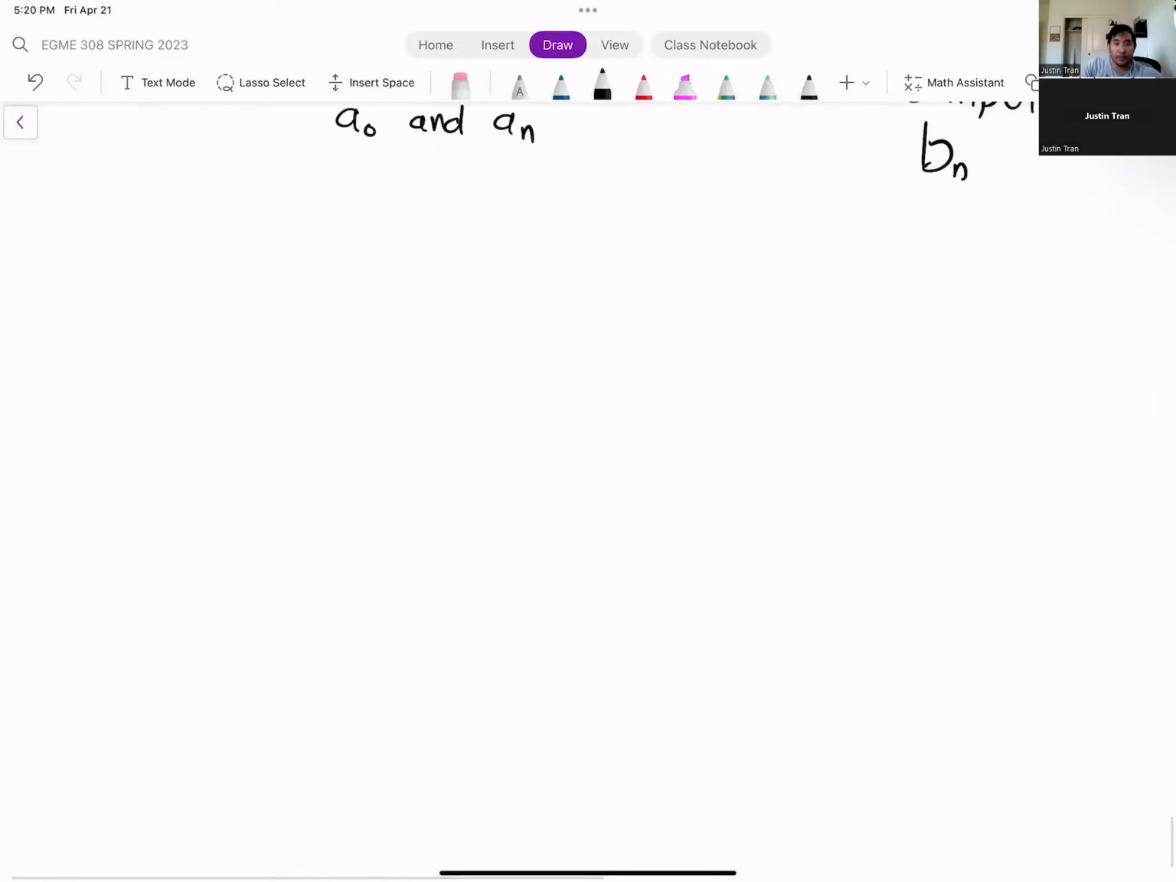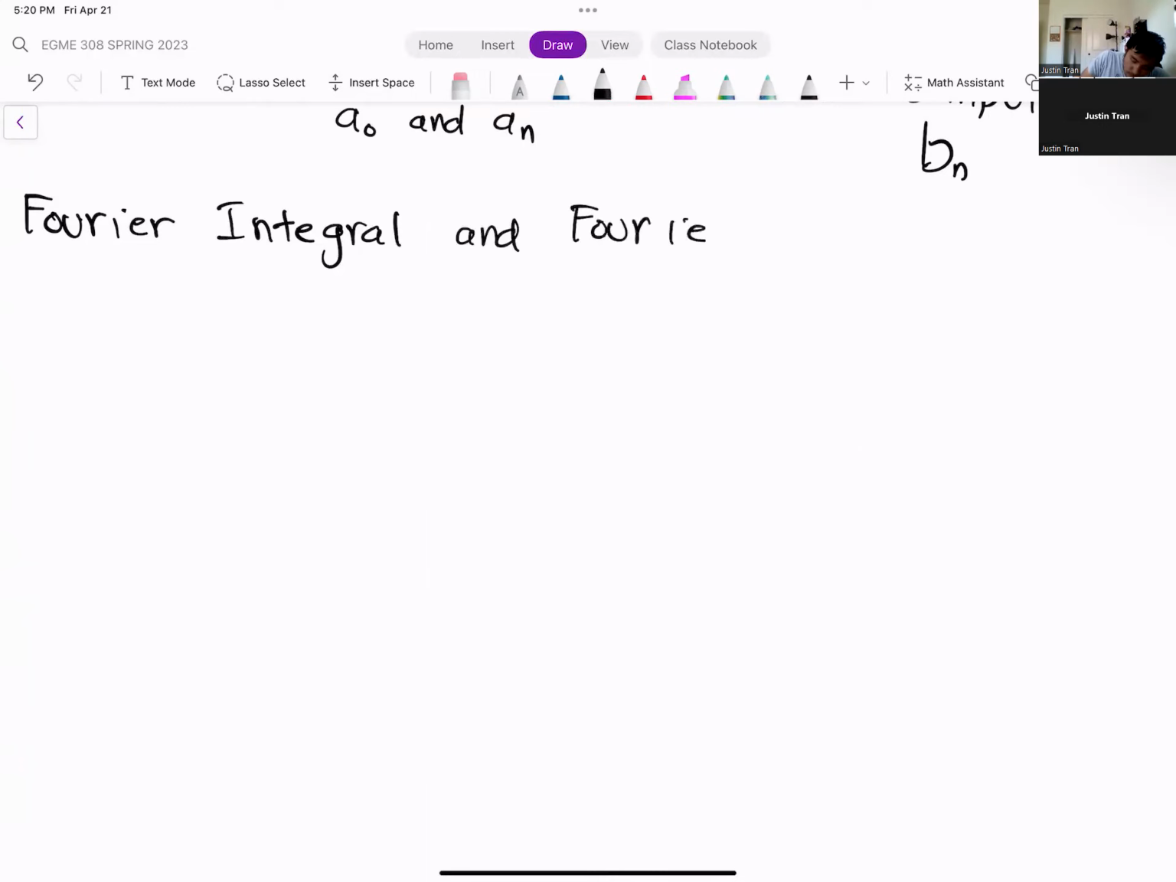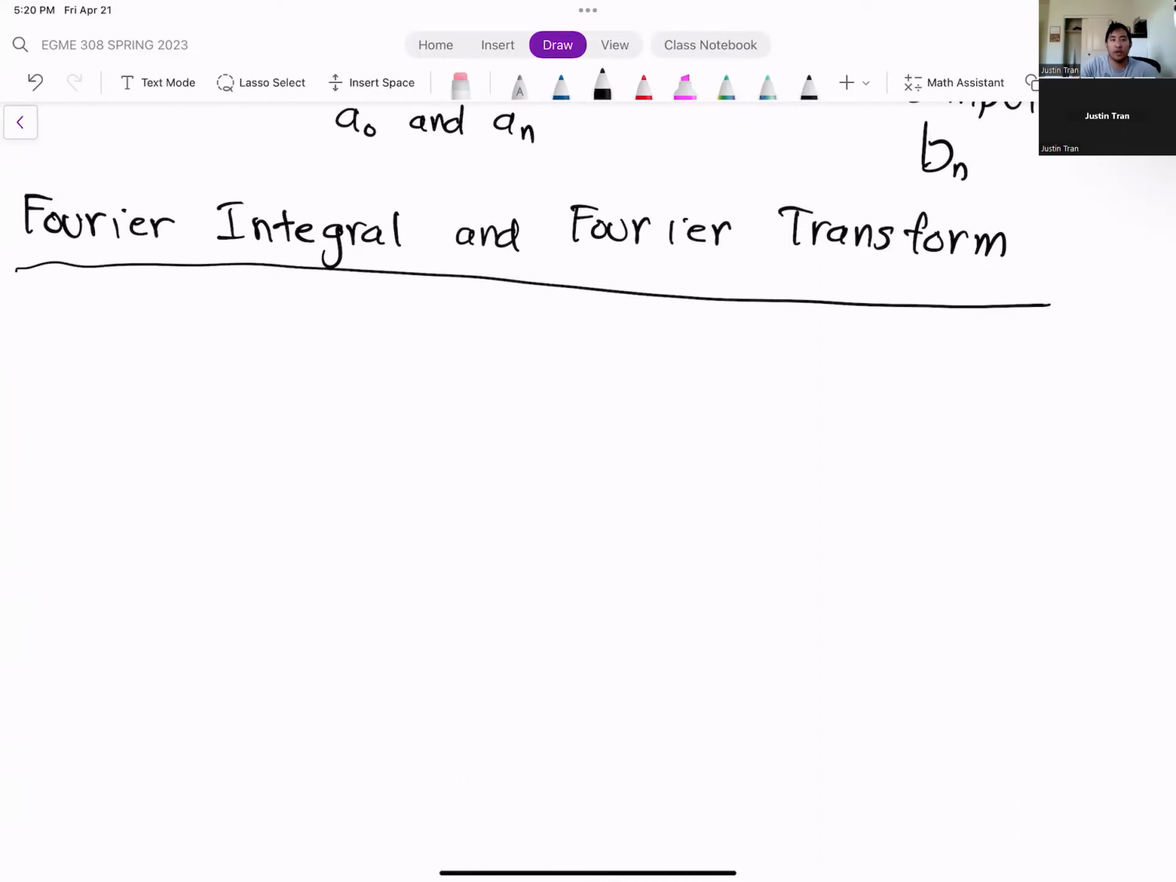All right. And so the last section that we went over, the most recent thing, is the Fourier integral and the Fourier transform. So let's go over the Fourier integral first. The Fourier integral is basically a continuous form of the Fourier series.